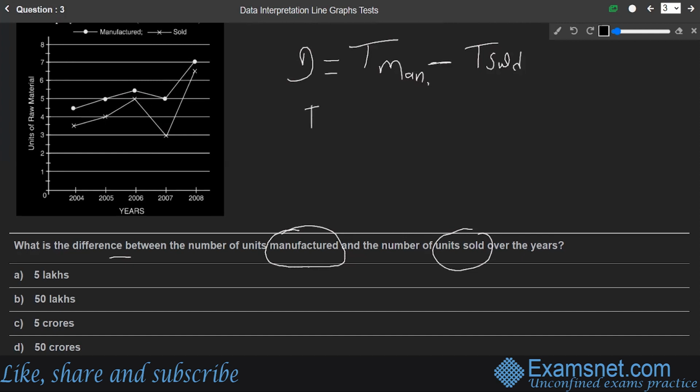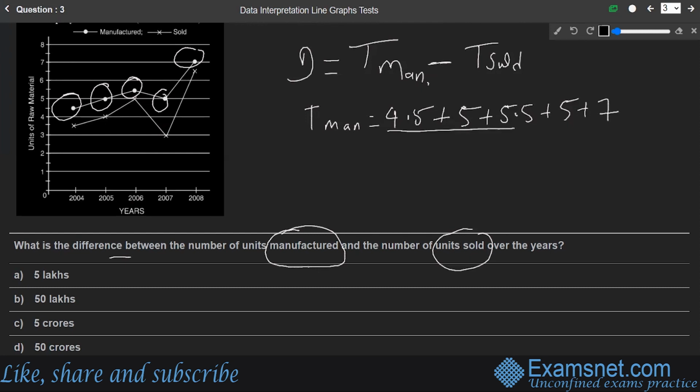So let us find out the total manufactured value. Total manufactured value can be found by addition of all the manufactured values, that is the filled circles. So let us add these values: 4.5 for 2004, then 5, then 5.5, then 5 again, and the final value is 7. If we add them together, total manufactured comes out to be 27 crores.